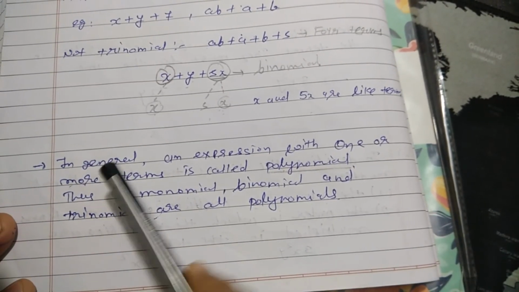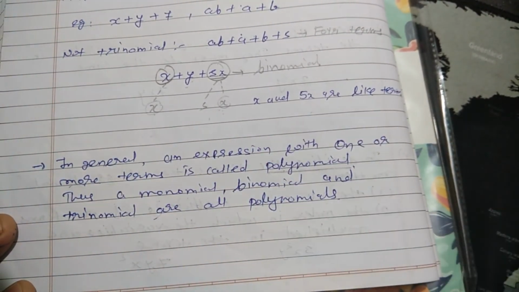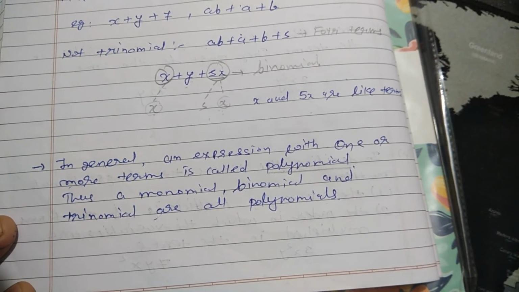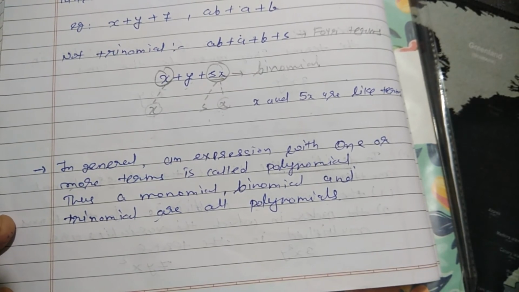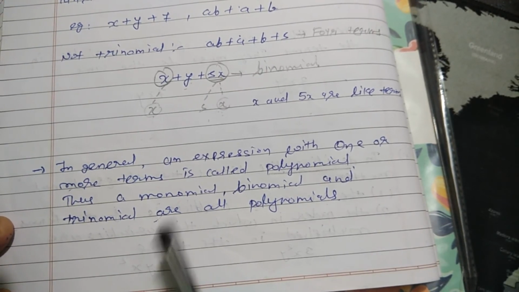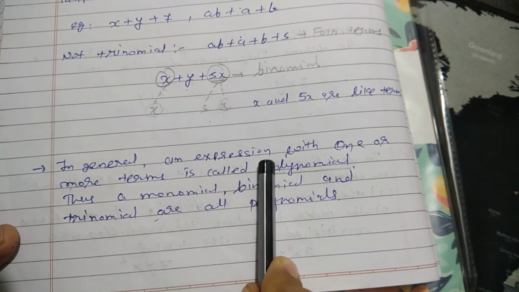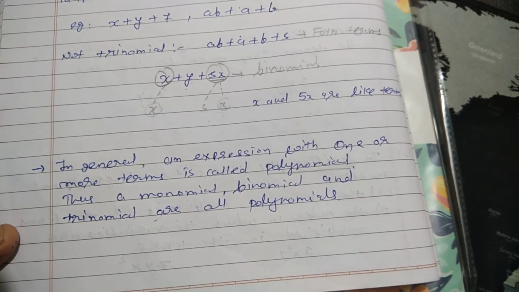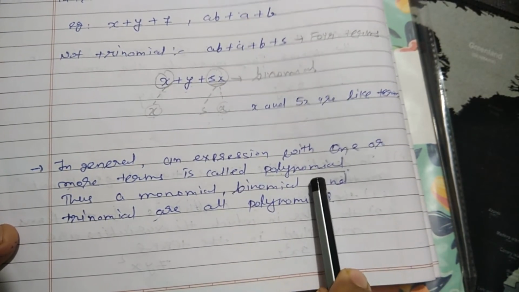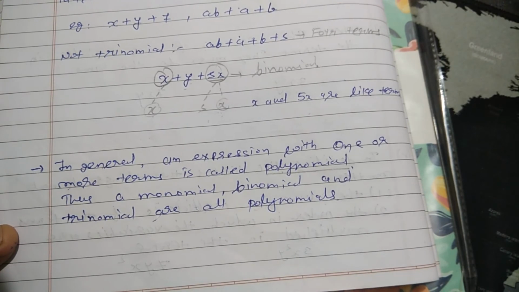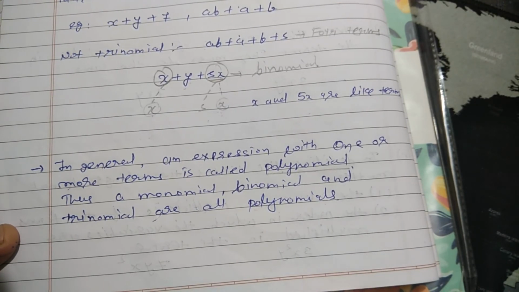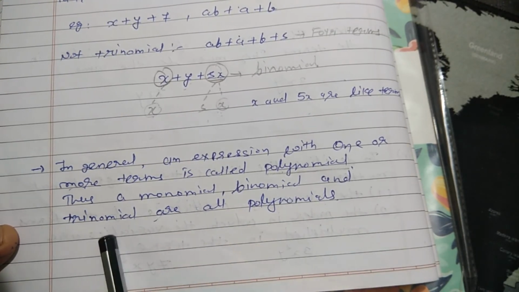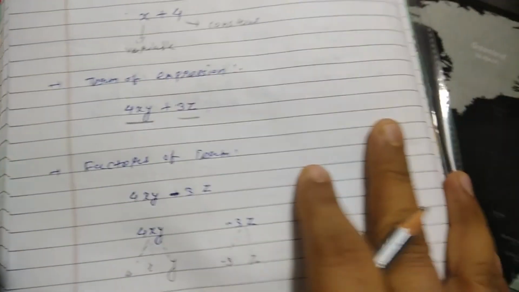So in general, now we have defined monomial, binomial and trinomial. What about 4 terms? If an expression has 4 terms, what about 5 terms? What about 6 terms? So in general, what we can say is that an expression with one or more than one term is called a polynomial. So all these expressions are called polynomials. Monomial, binomial and trinomial are also called polynomials.